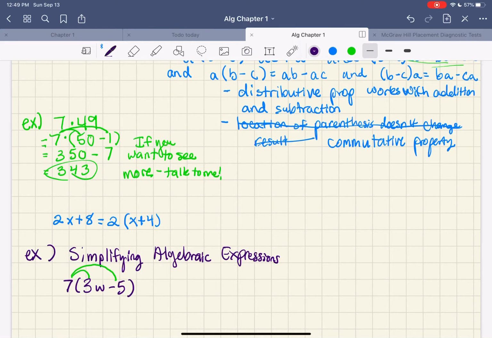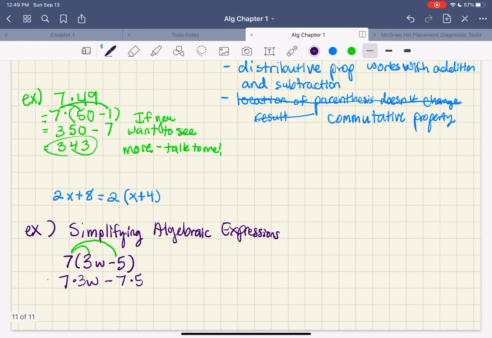This is something that gets kind of interesting. So 7 times 3w minus 7 times 5. That's going to turn into 21w minus 35. That'd be my answer.